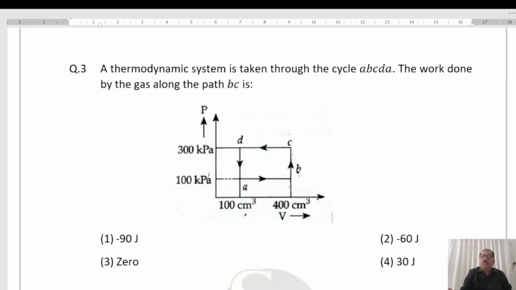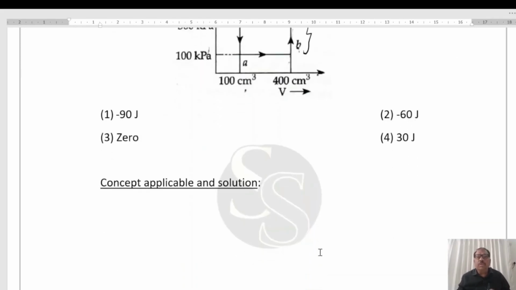The question is: a thermodynamic system is taken through a closed cycle A, B, C, D. What is the work done by the gas along the path BC? Now, before giving the answer, certain additional information surrounding this question is being discussed here.